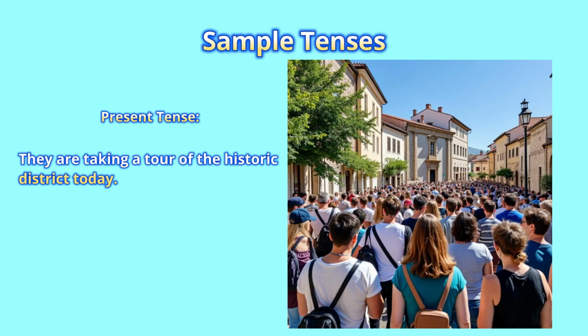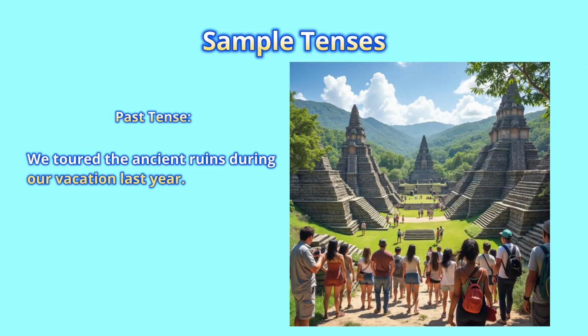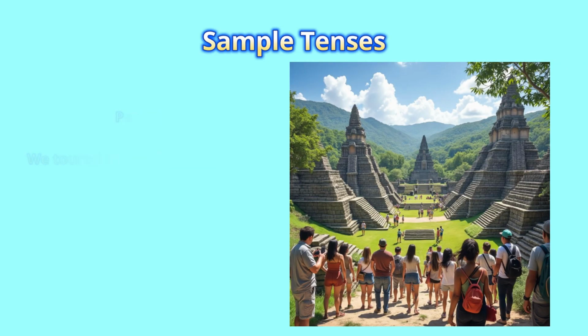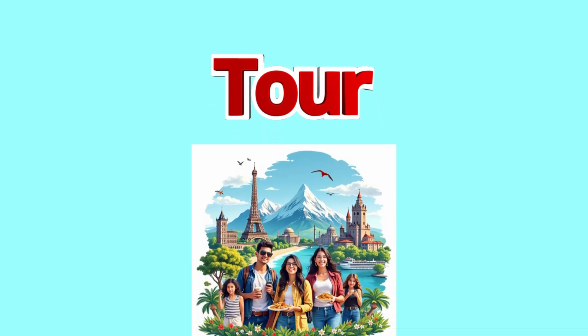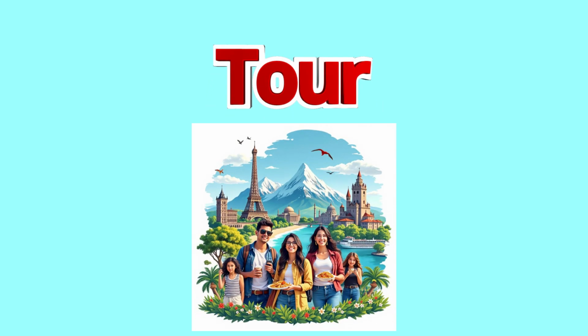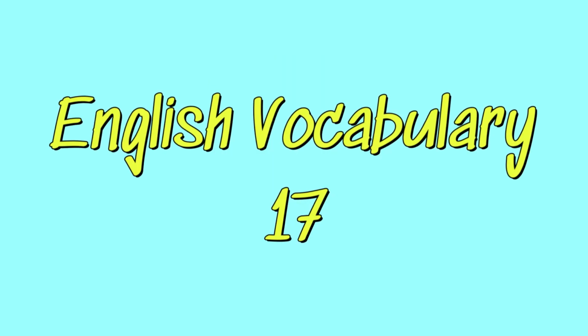Sample tenses. Here are examples of tour used in different contexts. Present tense. They're taking a tour of the historic district today. Past tense. We toured the ancient ruins during our vacation last year. Future tense. She will tour the new art museum next weekend. Summary. Tour describes a travel experience to explore or enjoy different places.